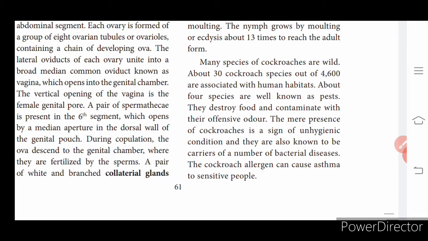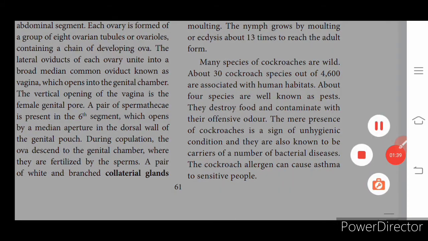Many species of cockroaches are wild. About 30 cockroach species out of 4,600 are associated with human habitats. Most of these species are not found in the domestic area. They destroy food and contaminate the food. It causes offensive odor. The mere presence of cockroaches means unhygienic conditions. It shows that the place is not clean, and it is a carrier for many bacterial diseases, and it also causes asthma.